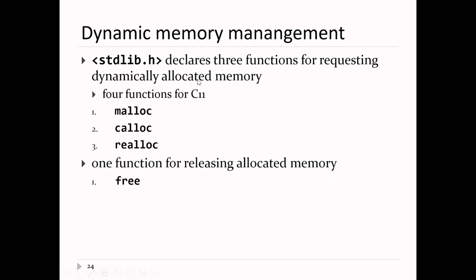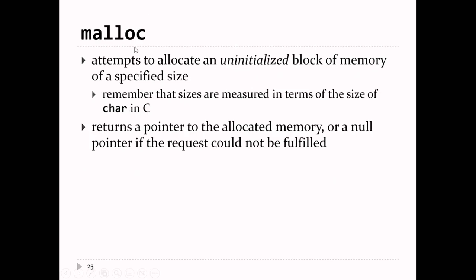There are only three functions that we're going to use to ask for memory, and only one function that we're going to use to return that memory back to the operating system. Those four functions are all defined in stdlib.h. There's malloc, calloc, and realloc. Malloc is the function that you use to allocate uninitialized memory.